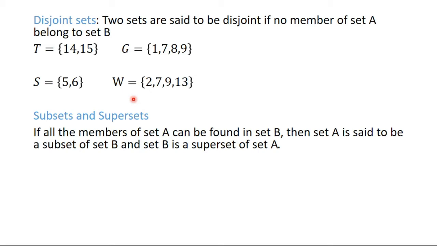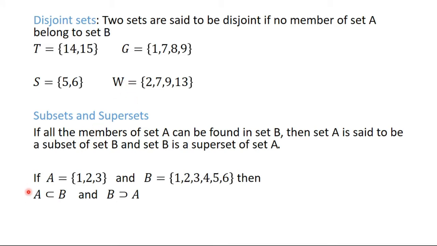We move on to another very, very important thing: subsets and supersets. What are they? If all the members of set A can be found in set B, then set A is said to be a subset of set B, and set B is a superset of set A. Let's use an example to explain this. Let's say that we have set A with the members 1, 2, 3, and set B with the members 1, 2, 3, 4, 5, and 6.